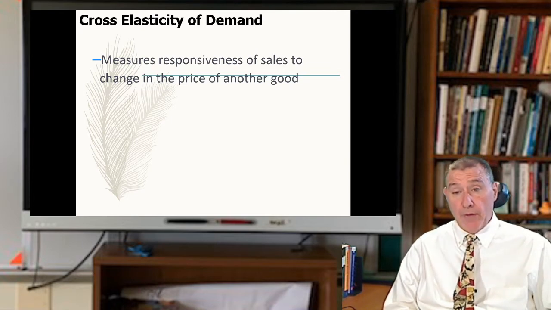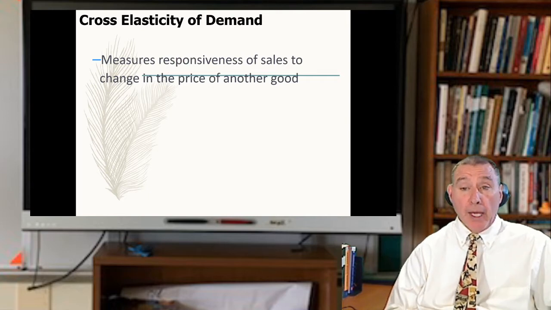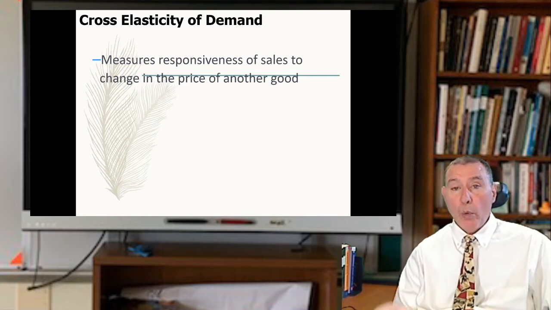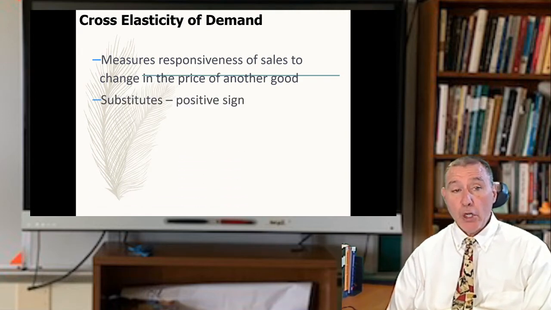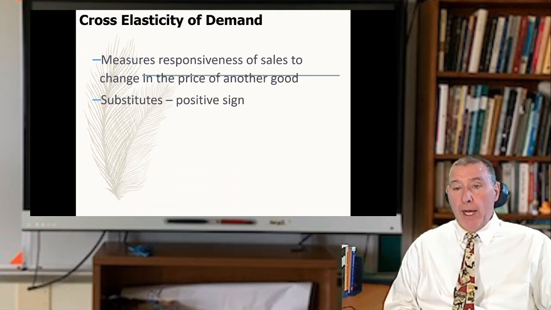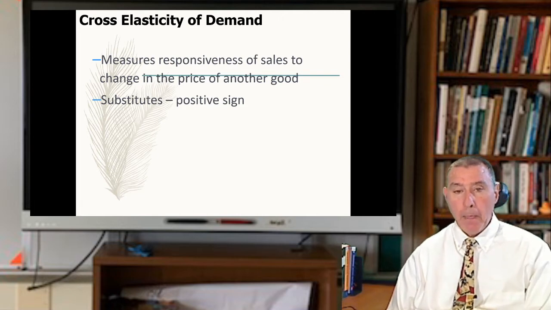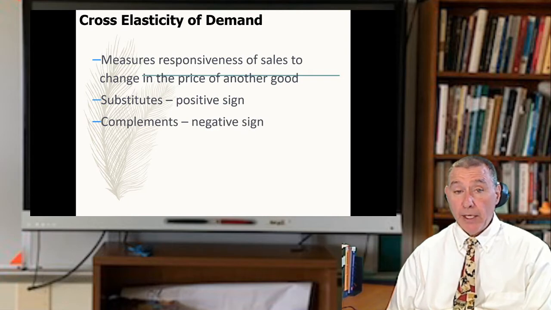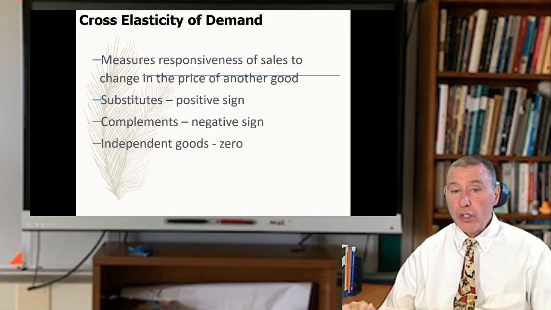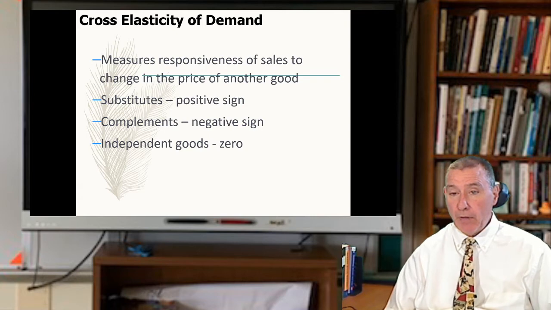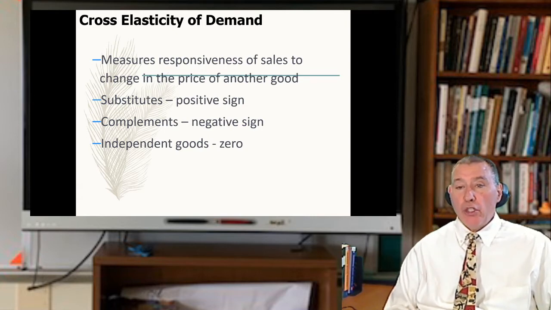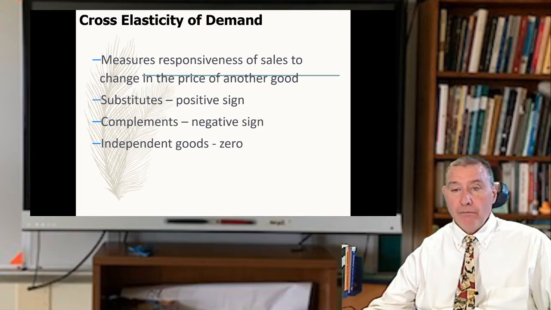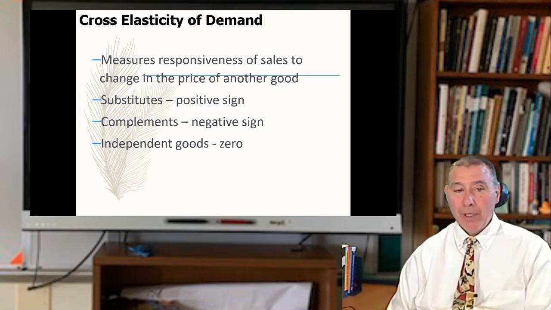So does this start to sound familiar? How do I know something's a complement? How do I know something's a substitute? Well, we use the cross elasticity to discover those things. If a good is a substitute, it will have a positive sign. All right? If the good is a complement, they'll have a negative sign. If the good has no relationship whatsoever, it's independent of the other good, then it will be a 0. Okay, like what's the relationship between ramen and coffee? There is no relationship. Okay?